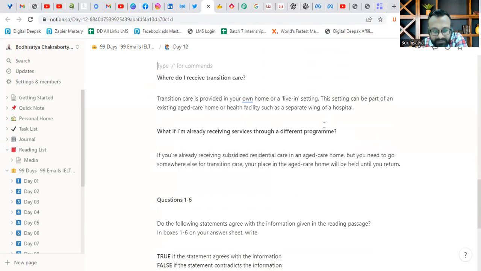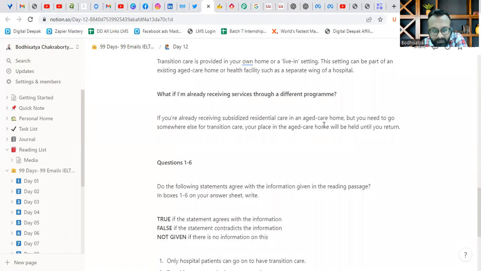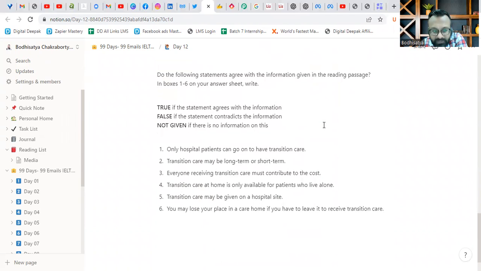So, as you can see, this information is nowhere written. So the answer to question number four, transition care at home is only available for patients who live alone, is not given. We don't have any information about patients who are living alone and only they are eligible to apply for transition care. So the answer is not given. Let us move on to the next question. Question number five: transition care may be given on a hospital site.